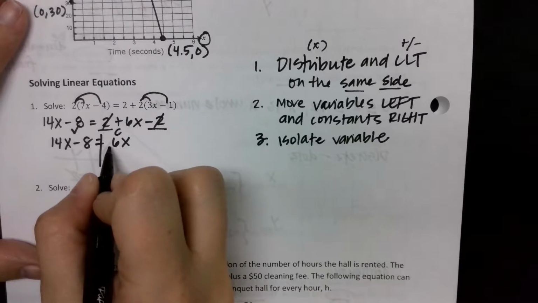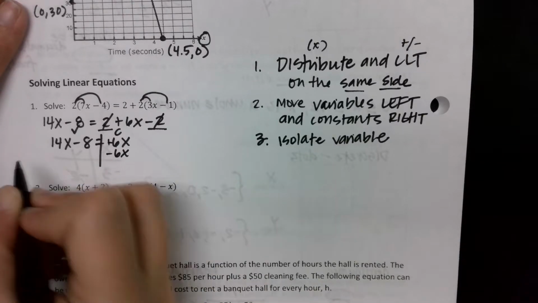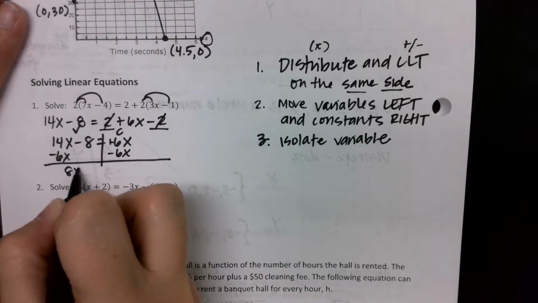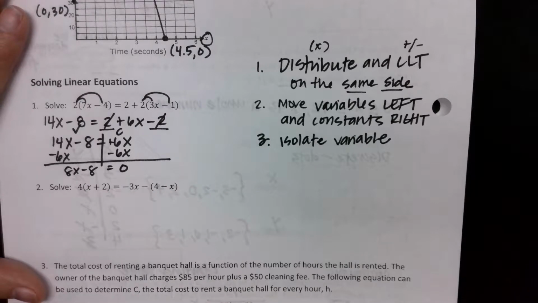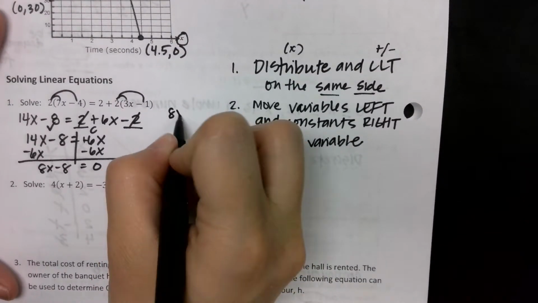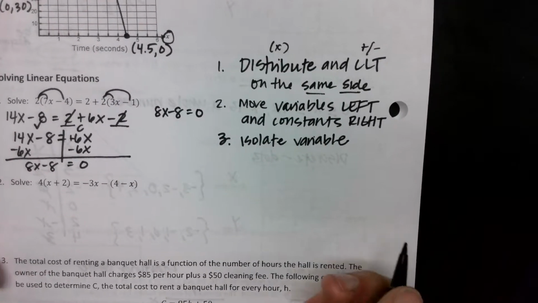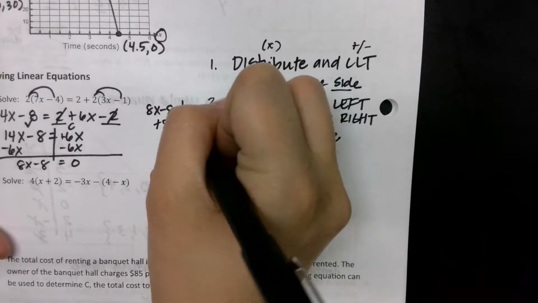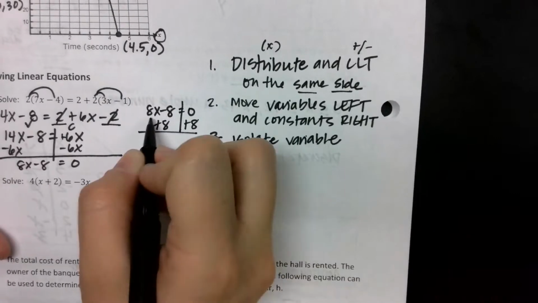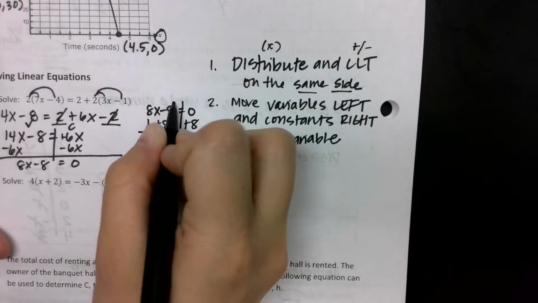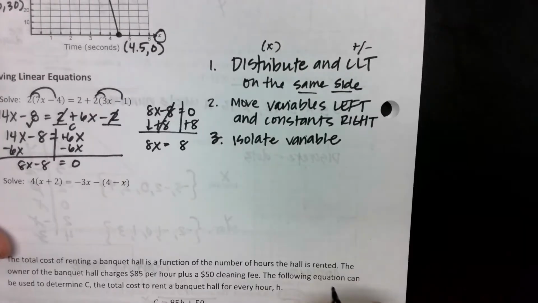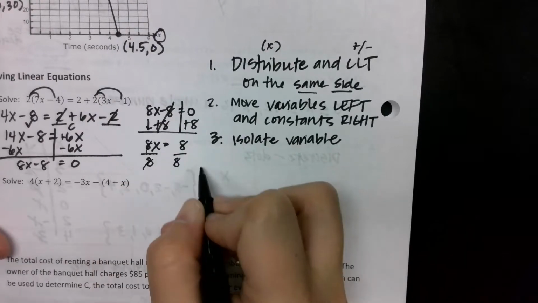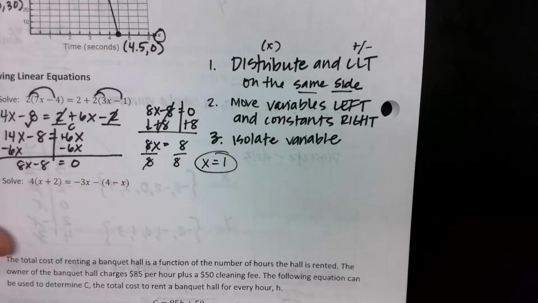I'm going to move my positive 6x to be on the left side with my 14x. And I'll get 8x minus 8 equals 0. This is okay. 8x minus 8 equals 0. Now I'm going to solve for x. I need to get rid of the negative 8 by doing the inverse operation, adding 8 to both sides. Bring down my 8x. This cancels. 0 plus 8 equals 8. How do I get rid of the 8 in front of the x? Divide. X equals 8 divided by 8, which is 1.